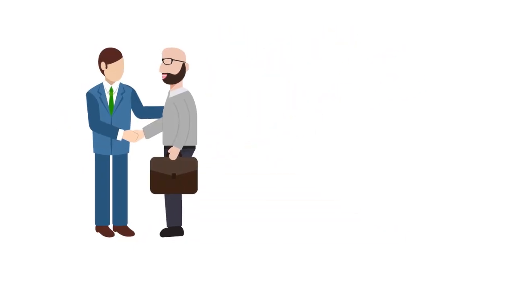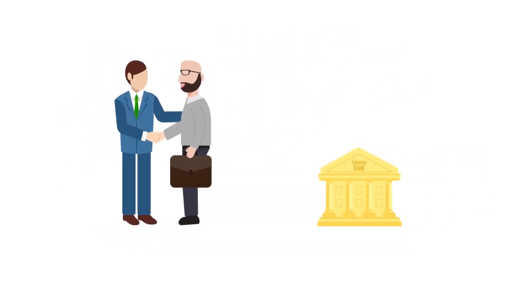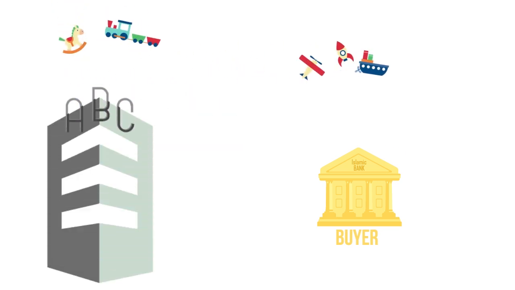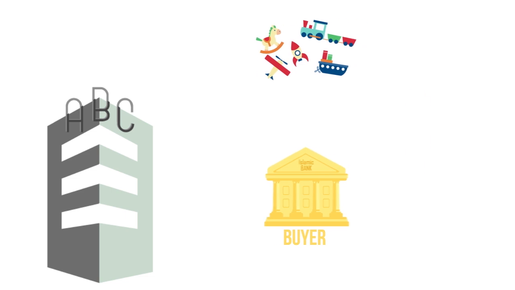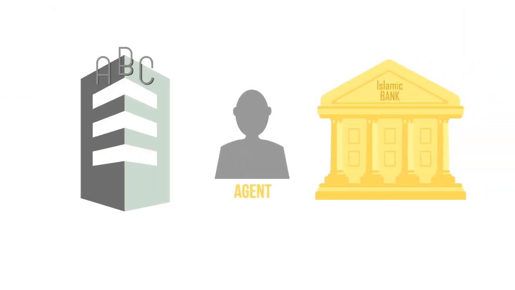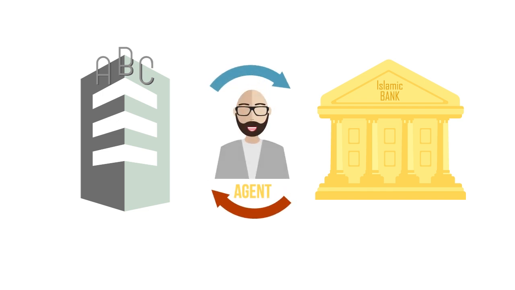The officer goes on to explain that the bank will initially undertake the role of the buyer and purchase the stock of toys from ABC company as per Ahmed's requirements, along with Ahmed's consent that he will purchase the same stock from the bank with a profit of 5 rupees on each item. An agent may be appointed by the bank to carry out this purchase transaction on behalf of the bank with the supplier. In this case, Ahmed would be appointed as the agent.